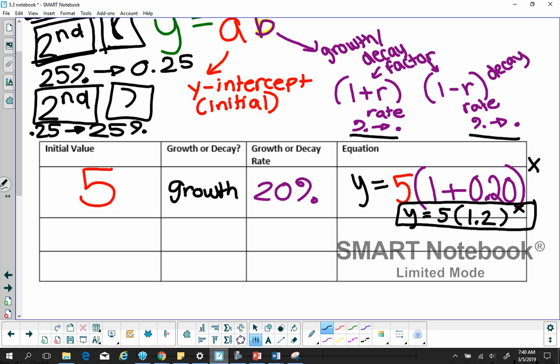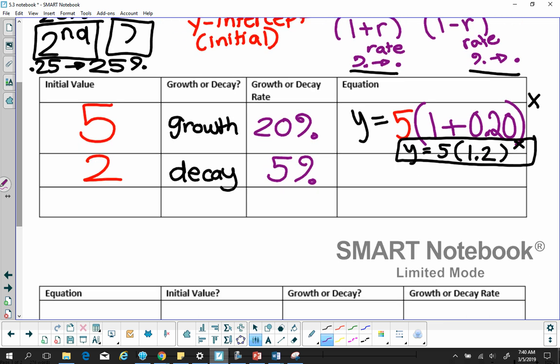Let's try another one. So the next example we're going to do, it initially has 2. It's going to be decay this time. And it's going to be decaying by 5%. So now, how am I going to write this? What's my a going to be here? 2. Beautiful. So y equals 2. And then for my b, am I going to do 1 minus or 1 plus? 1 minus, because it's decay. So if it says decrease, decays, if it's going down in value, I know it's 1 minus.